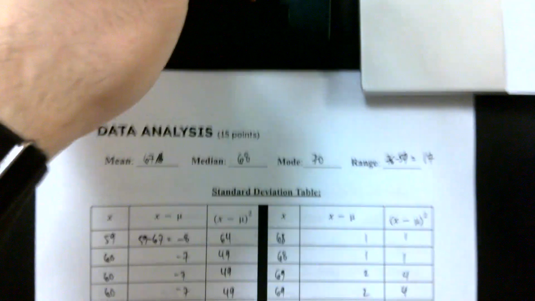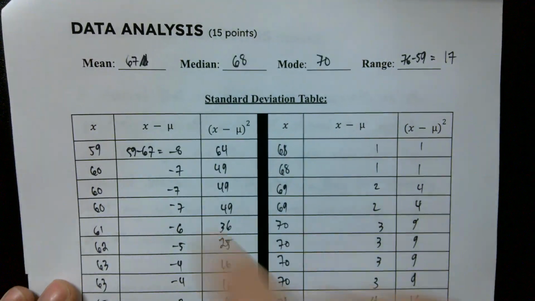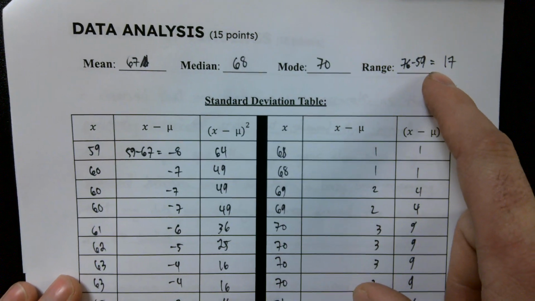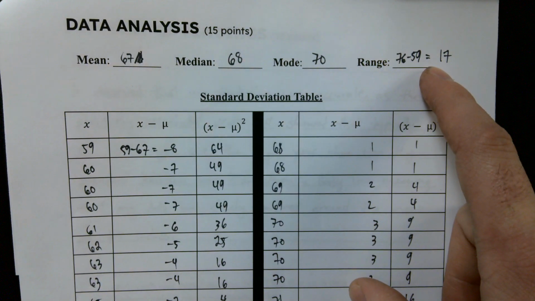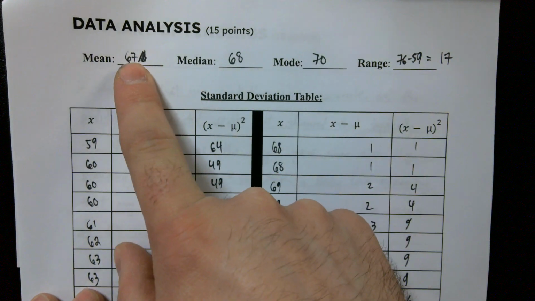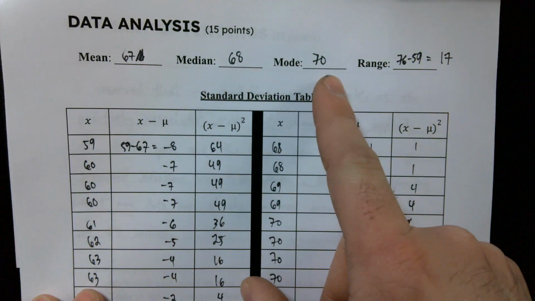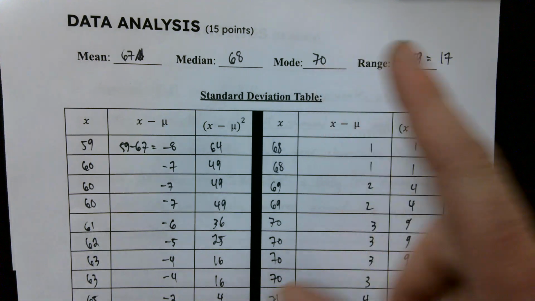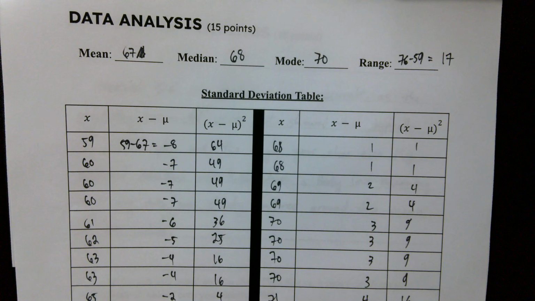All right. Then I'm going to take all my data and I'm going to analyze it. I'm going to find the mean. I'm going to find the median. I'm going to find the mode. I'm going to find the range for my x, whatever my x is. Okay. So the mean height was 67. The median was 68. Mode, the most frequent was 70 inches tall. And then my range was 17 inches, right?